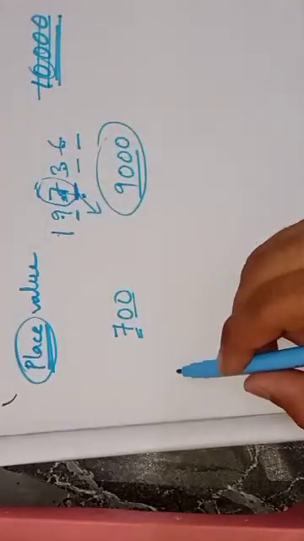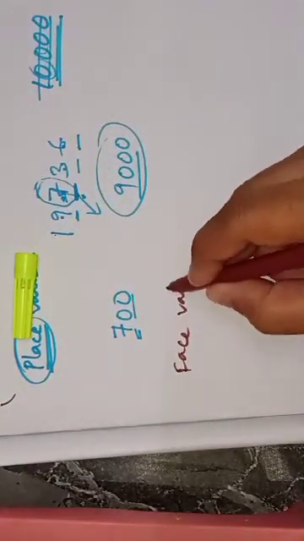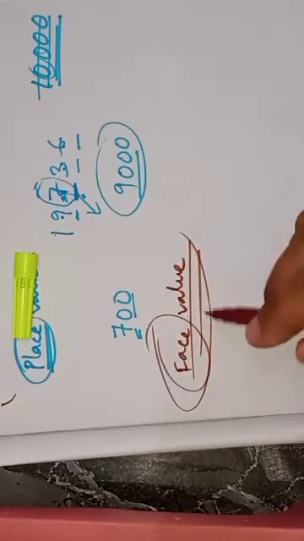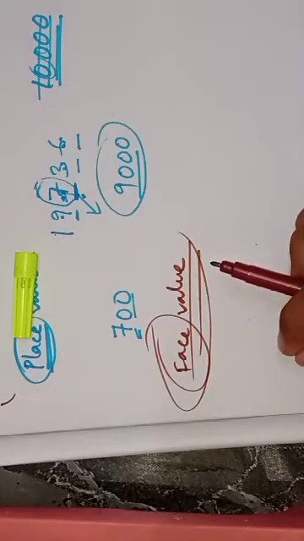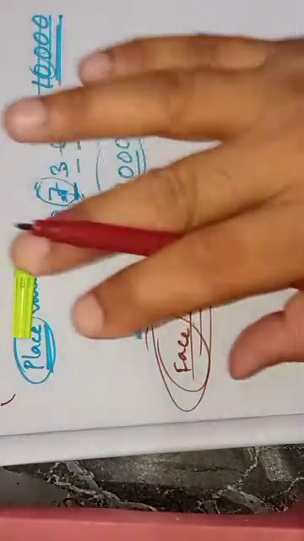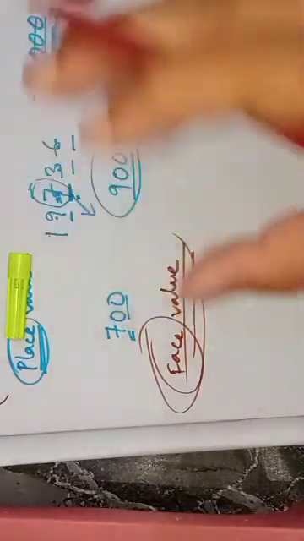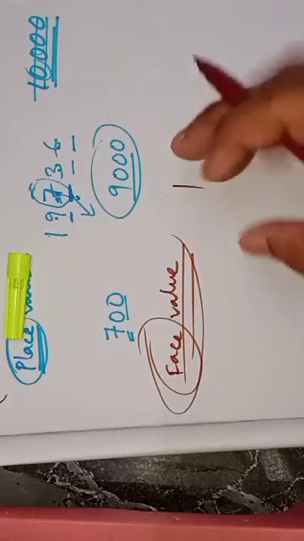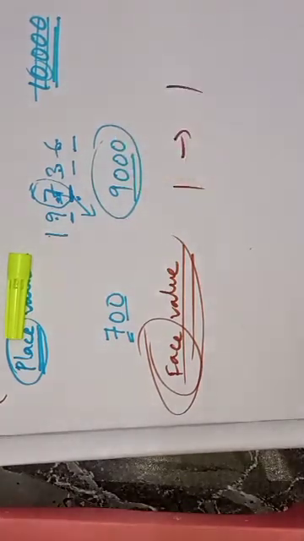Okay, now let me explain to you about face value. The very word face tells you what it means. In reality, face means chehra, or in Bengali we say mukh. How does a digit look? So if I ask you what is the face value of 1? The face value of 1 is the face of 1. How does 1 look? It looks like 1, so the face value will be 1.